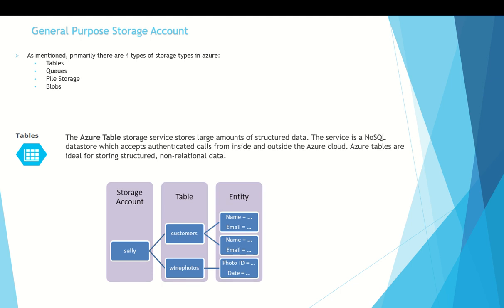In general purpose storage accounts, a general purpose storage account gives you access to blobs, queues, files and tables. All these services are in a unified account. A general purpose storage account can be used to store object data, and as a NoSQL data store. It can be used to define and use queues for message processing and set up file shares in the cloud. As mentioned, there are four types: tables, queues, file storage and blob storage.